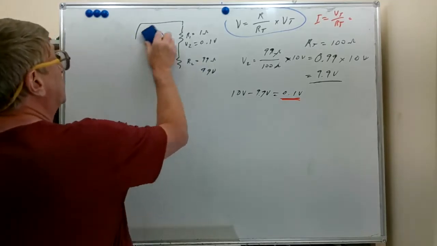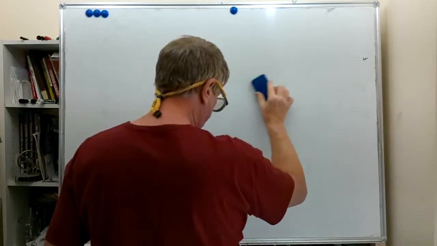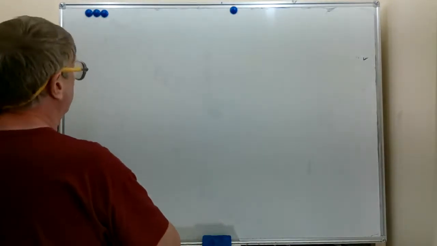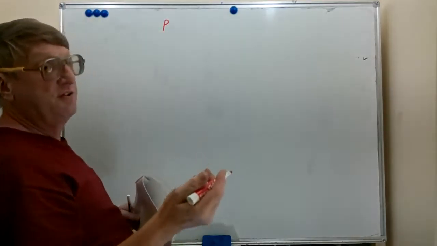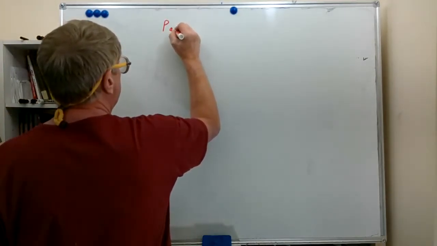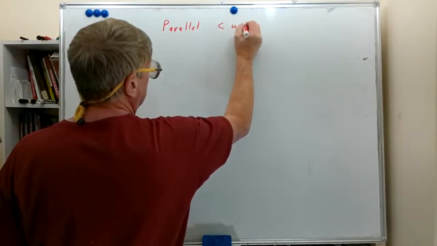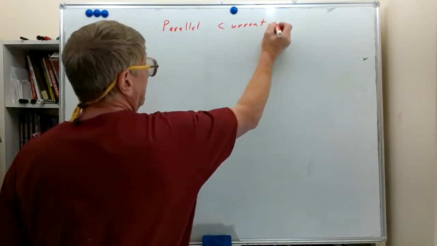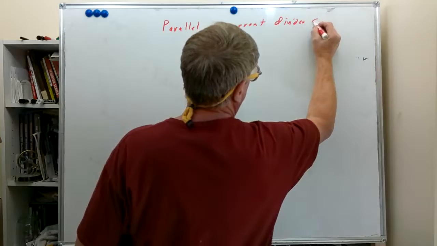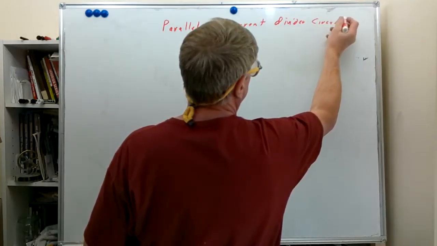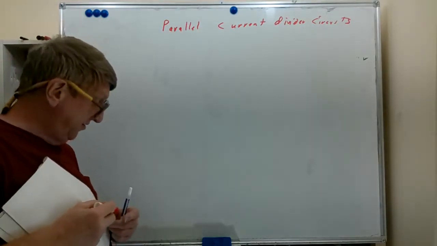Now we're going to move on. We're going to talk about parallel current dividers. I'm going to write that up here. Series current dividers, or parallel, excuse me, not series. Those were series voltage dividers. We're talking about parallel current divider circuits. So what is a parallel current divider circuit?